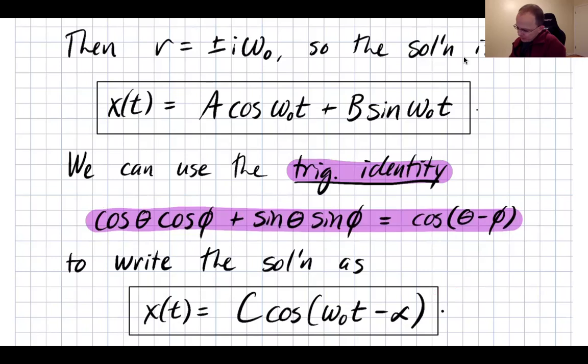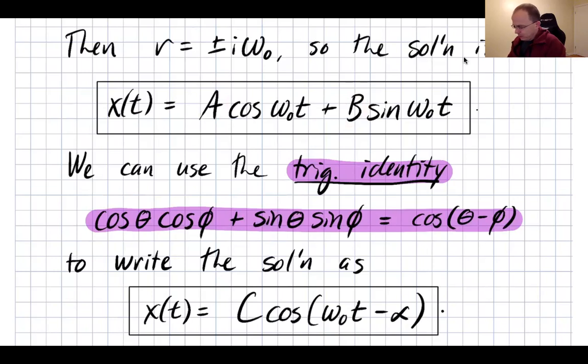Okay, but the step that we need is the following. So if this was supposed to be this and this supposed to be this, well, we know that cosine squared plus sine squared equals 1, but we don't necessarily have A squared plus B squared equals 1.